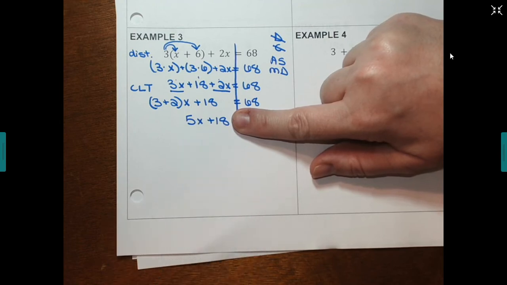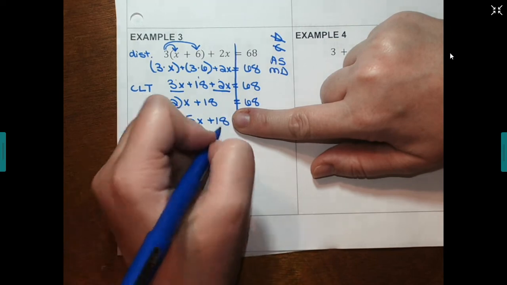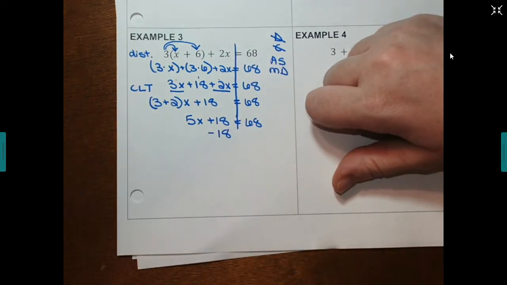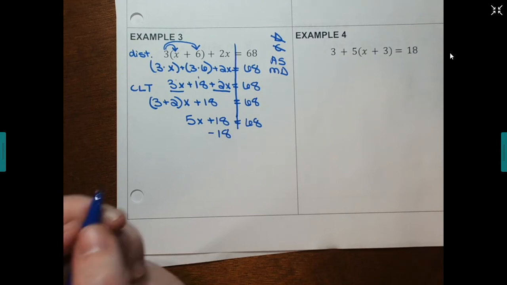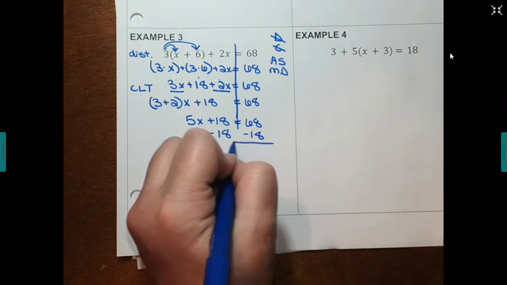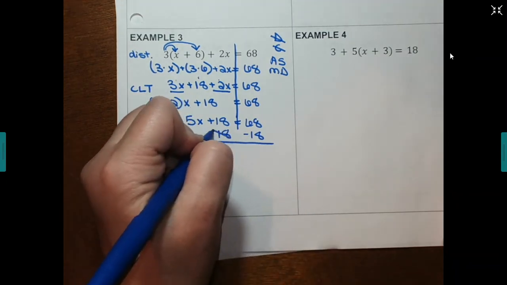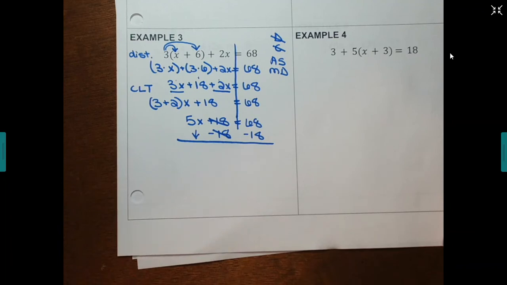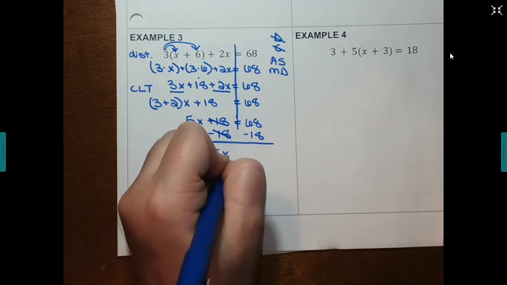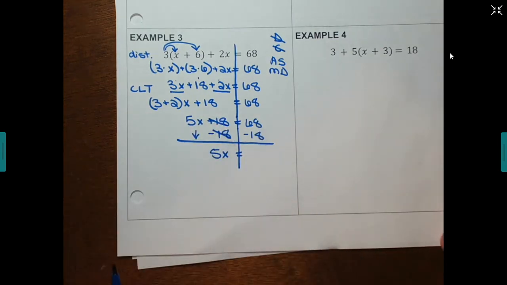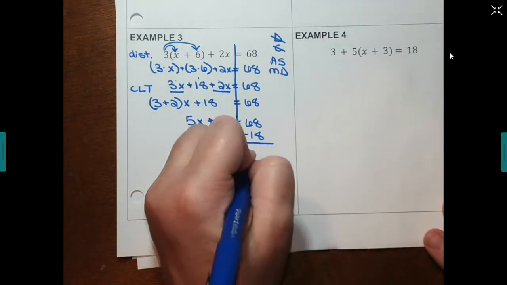Well, yep, because we're adding an 18, we need to subtract that to get rid of it. Got to do the same thing to both sides. So minus 18, that cancels, our 5x comes down. 68 minus 18, great moment for Desmos. It's going to be 50.